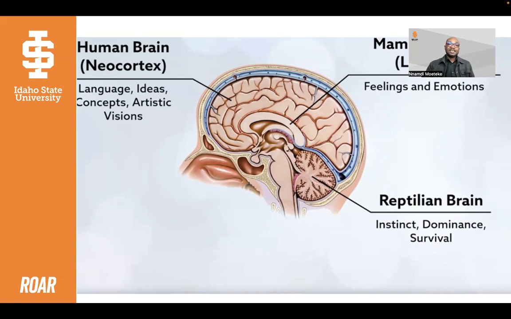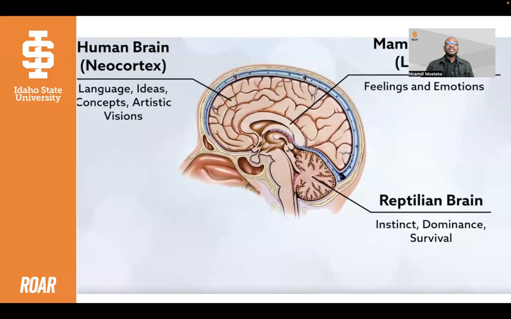Conversely, if there's a similar smell or person or place or thing that reminds you of something negative, that's also going to invoke negative feelings and emotions. It's your limbic brain that's connecting those feelings and emotions. The most developed part of the brain is the neocortex brain or the human brain. The human brain controls language, ideas, concepts, and artistic visions. It's the learning part of the brain that really engages with abstract thoughts, imagination, reasoning, and planning.